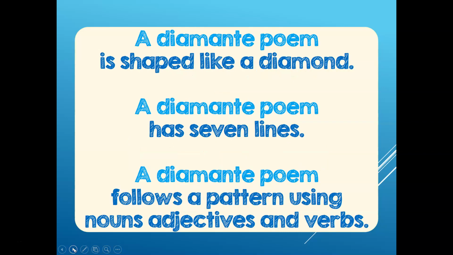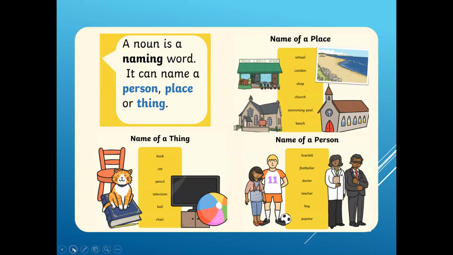A Diamante poem is shaped like a diamond. I bet you already guessed that. A Diamante poem always has 7 lines, and follows a pattern using a particular amount of nouns, adjectives, and verbs. So, I think it's really important at this stage that we quickly review our understanding of nouns, adjectives, and verbs. We have learnt about it earlier in this year, so this will just be a quick review.